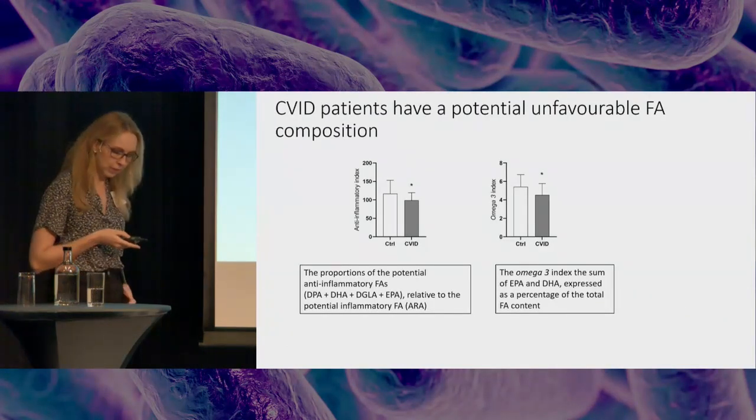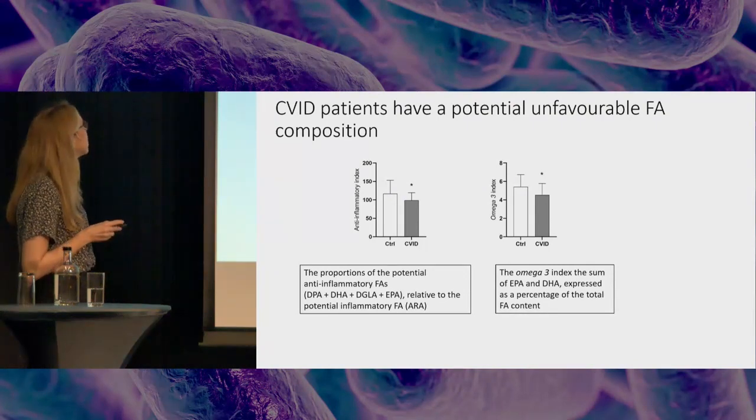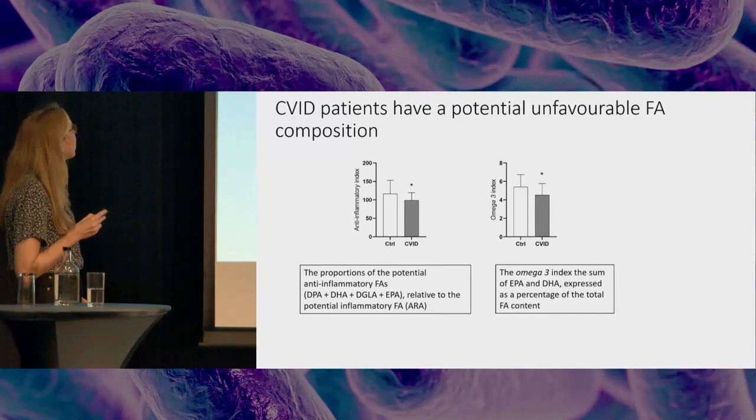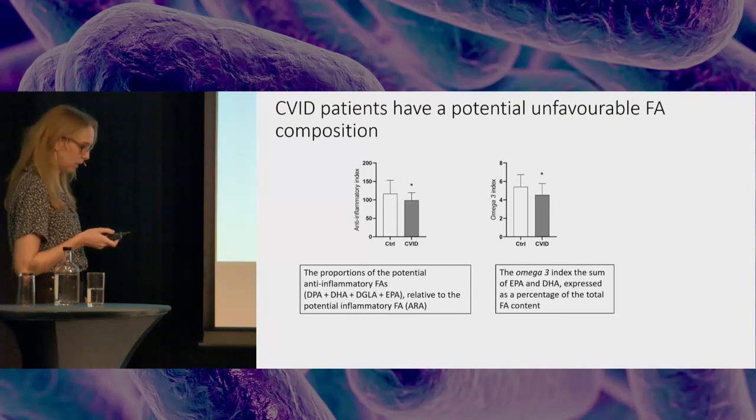Then there are also some indexes which are commonly used. The anti-inflammatory index is the proportion of potentially anti-inflammatory fatty acids relative to potentially inflammatory fatty acids, which was reduced in CVID. Similarly, the omega-3 index was also reduced in CVID. So from this, we can conclude that CVID patients have a potentially unfavorable composition with a net inflammatory effect.